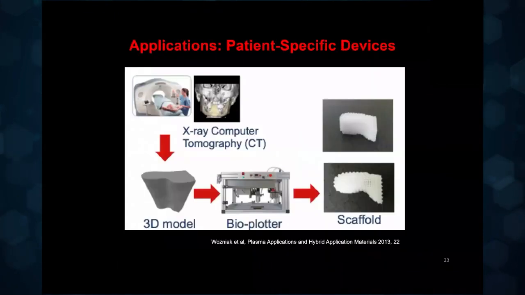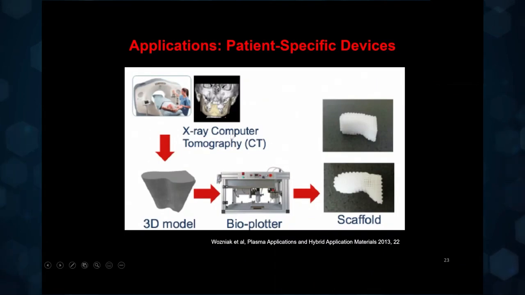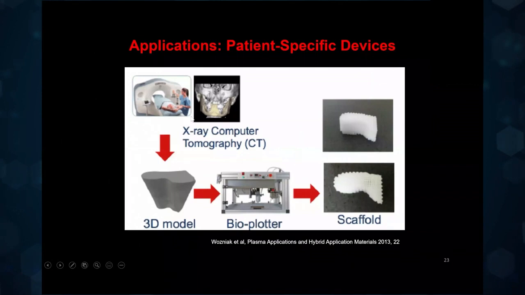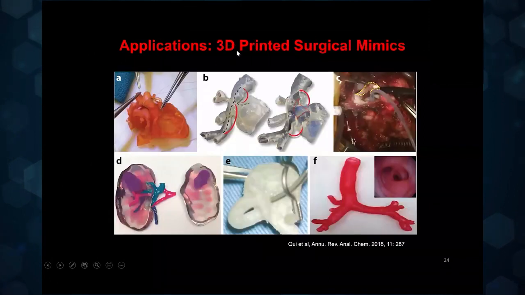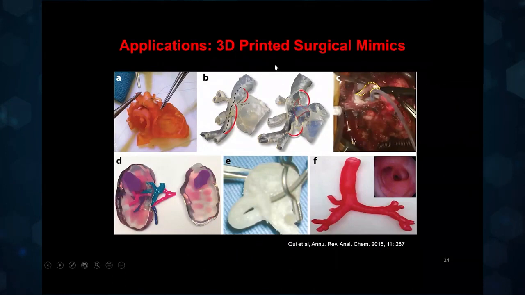So here again, in terms of applications of 3D printed parts, one would be what we've already discussed in the context of metals and ceramics, which is you make personalized or patient-specific devices. So here you scan the patient's defect site, you recreate the model, you print it with a 3D printer, and then you can implant this back into a person.